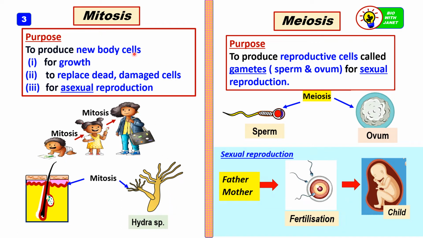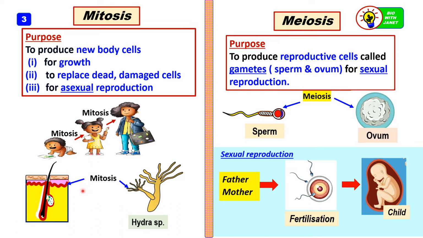Firstly, mitosis produces new body cells for growth. For example, when a baby grows to become a child and then a teenager and then an adult, the body size increases because cell division by mitosis occurs to produce new cells to increase the size of the organism.